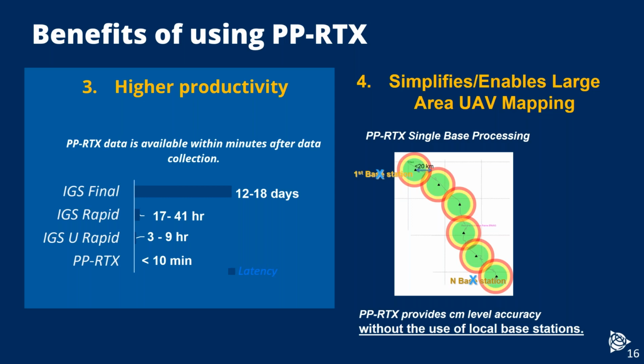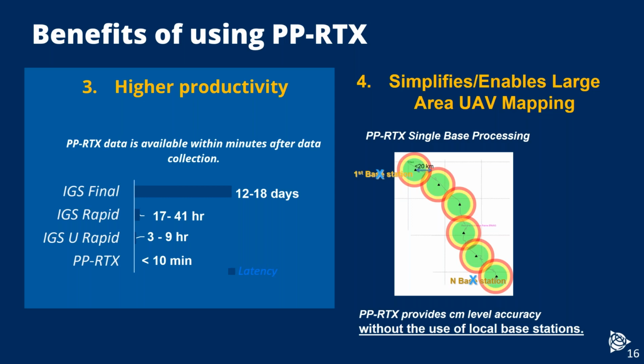Point number 3. PP-RTX not only can reduce the amount of time it takes for data collection in the field because you don't require a base station, but the final solution is also available very soon after the flight is complete. So less than 10 minutes after the flight, and very regularly within 5 minutes afterwards, you can generate an accurate solution. However, with your own base station or with publicly available base station data, you may have to wait hours or even a full day for ephemeris data to become available.